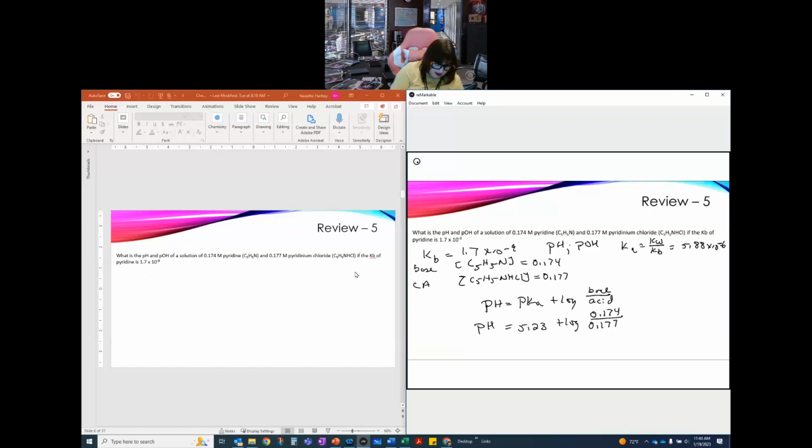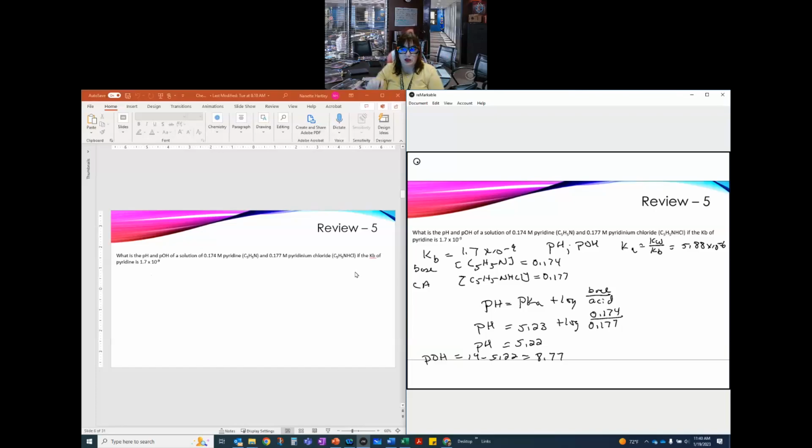And this is how I would plug all of that in. So I have my 5.23. I'm then going to add the log of 0.174 divided by 0.177. And I end up with 5.22 as my pH. My pOH is then 14 minus the 5.22, which is 8.77. And that was everything that they asked me for. So that's how I do that.